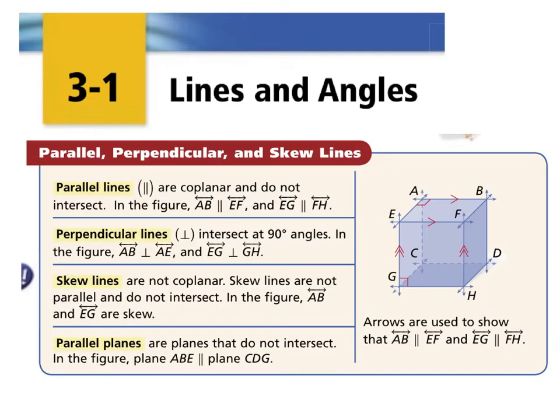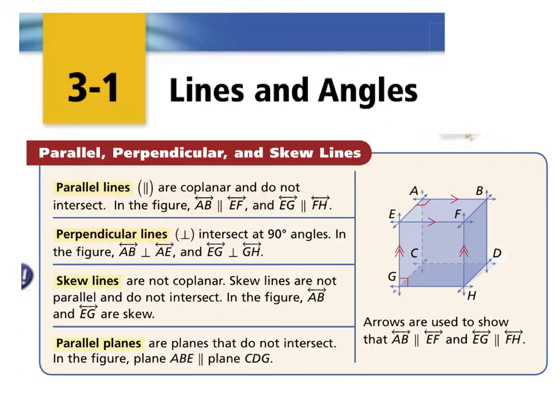So we're going to start talking about vocab words: parallel, perpendicular, and skew lines. So, let's start with parallel lines. You already know this, but right here, parallel lines. Notice right here that that is the symbol for parallel. So, we would say parallel lines are coplanar and do not intersect. They are on the same plane and they do not intersect.